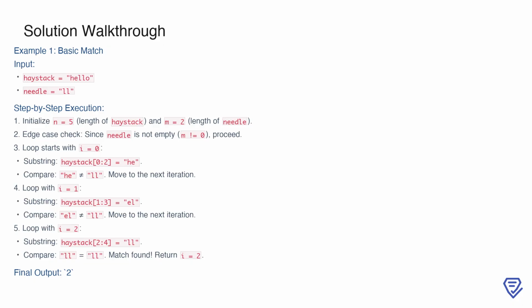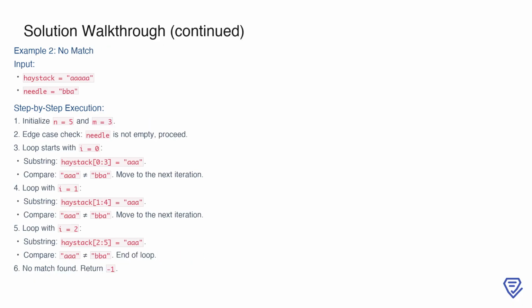Starting at index i equals 0, we extract the substring haystack[0:2], which is he, and compare it with ll. Since they don't match, we continue to the next iteration. At i equals 1, the substring becomes haystack[1:3], or el, which still doesn't match ll. When i equals 2, the substring haystack[2:4] results in ll, which is a match with the needle. At this point, we return the index i equals 2. This means the first occurrence of ll in hello is at index 2, and our final output is 2.